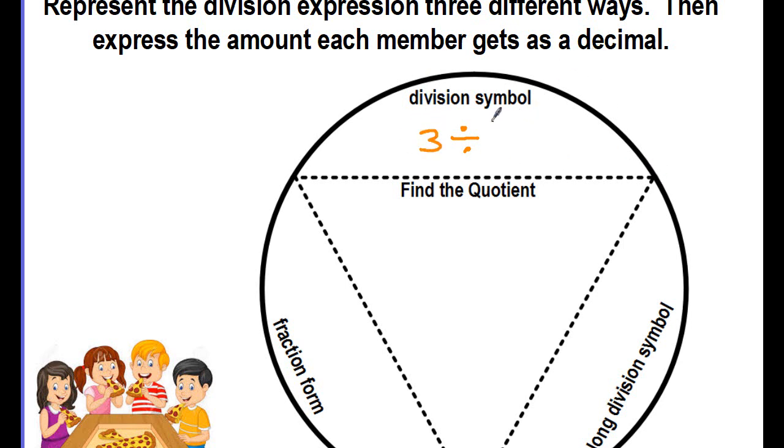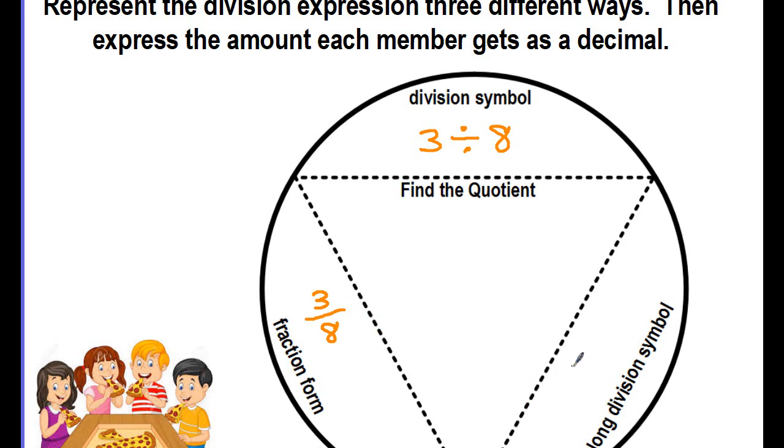The amount that's being shared, which is 3. And how are we sharing it? We're sharing it with 8 members. So that is your second number in the expression. If you want to write it in fraction form, write it just the way you wrote it using the division symbol. 3 divided by 8. So in fraction form, it would be 3 divided by 8.